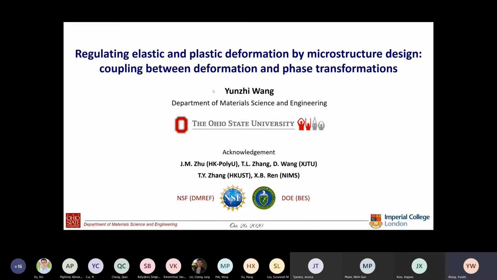Today I'm going to show you some of our recent study on improving materials, for either structural applications or biomedical applications, by microstructure engineering. I think everybody is familiar with microstructure engineering in terms of controlling dislocations. But I'm going to show a little bit more, and focus my talk on the coupling between deformation and phase transformation.